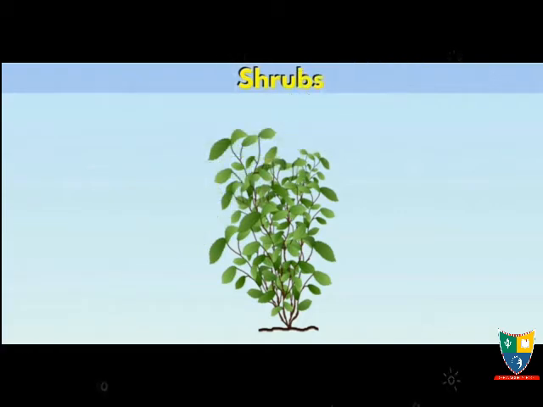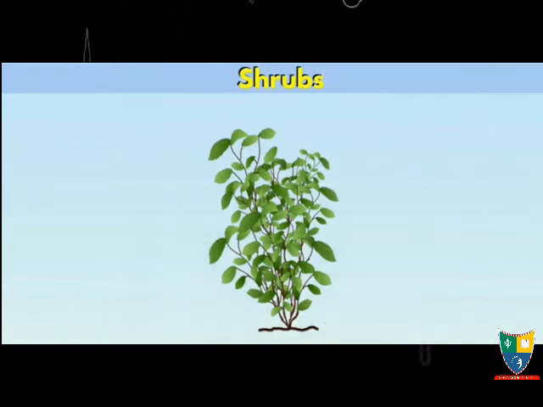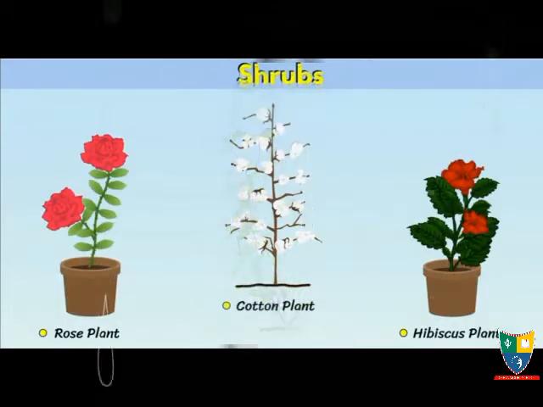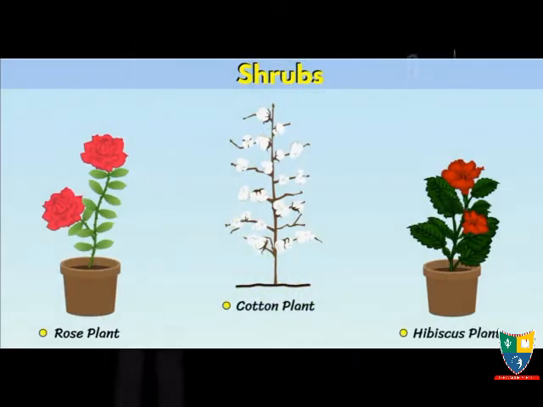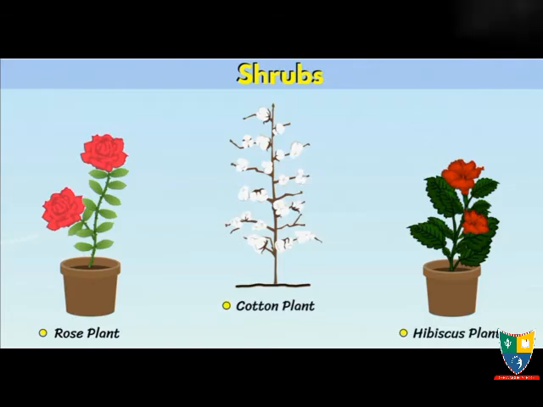Next is shrubs. Some plants are short. They have hard but thin stem. They do not have a single trunk. Instead, they have many brown woody stems. These plants need smaller space. Usually, they live for shorter times. Examples of shrubs: rose plant, cotton plant, hibiscus plant, etc.